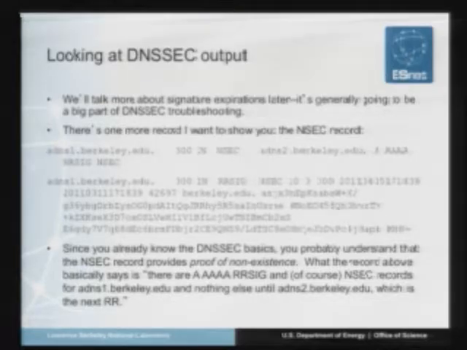That way, if somebody filters out the quad A record, I'll know that they've done it, because I know there's supposed to be a quad A record. If I ask for a quad A record and I don't get it, it says, no, it's not there, I'll want to see the NSEC record. And when I see that there's actually supposed to be a quad A record there, then I'll fail the validation. So NSEC is very useful in proving non-existence of particular records or particular domains, as the case may be.